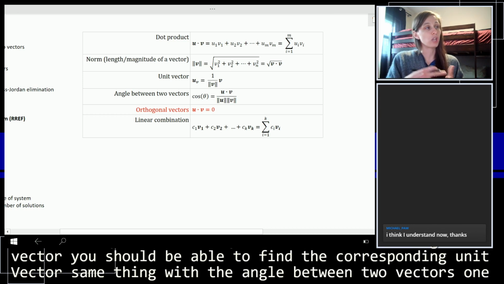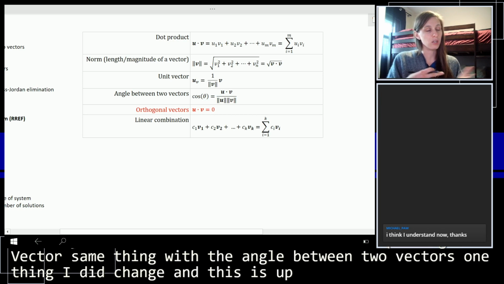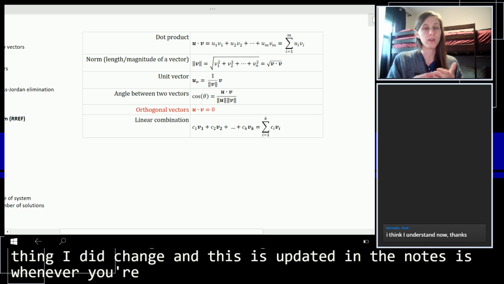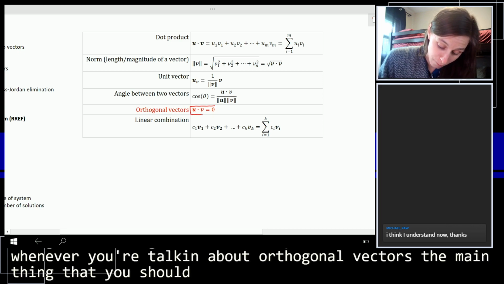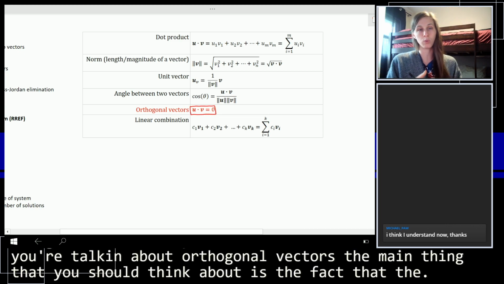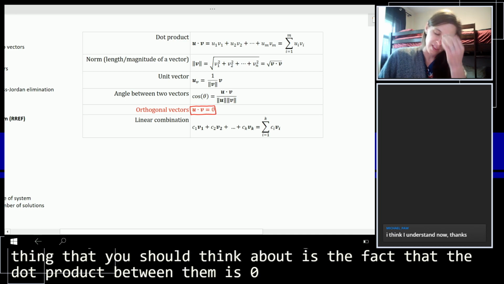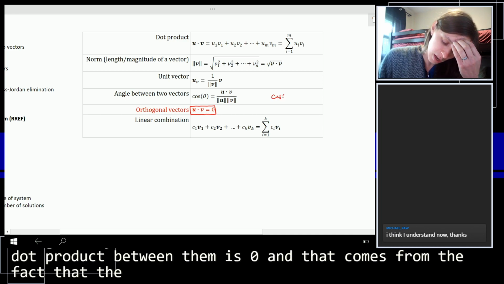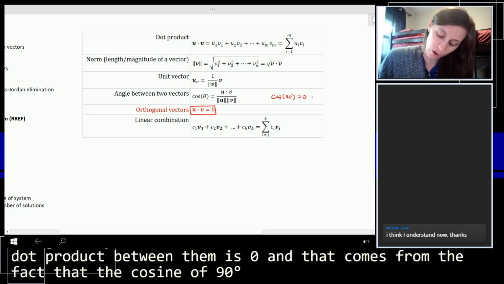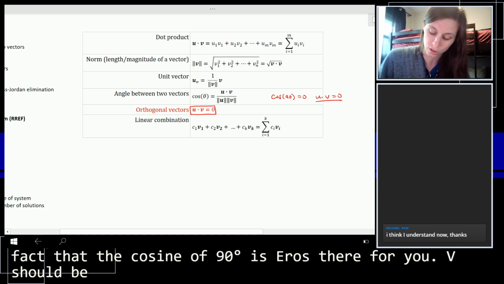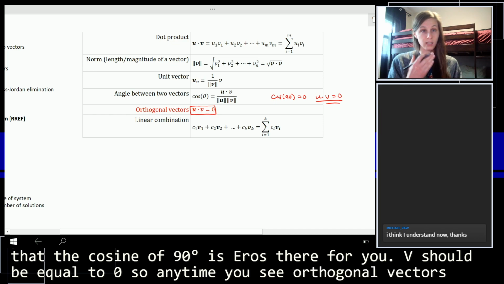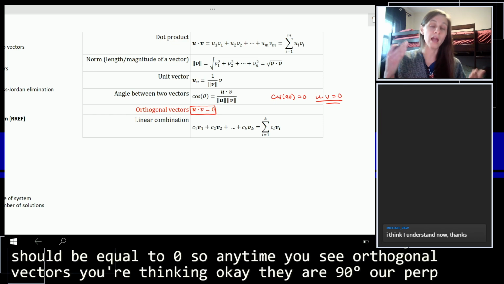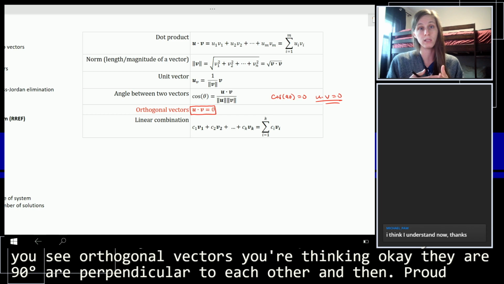One thing I did change, and this is updated in the notes, is whenever you're talking about orthogonal vectors, the main thing that you should think about is the fact that the dot product between them is 0. That comes from the fact that the cosine of 90 degrees is 0, so therefore u dot v should be equal to 0. Anytime you see orthogonal vectors, you're thinking, okay, they are 90 degrees, they're perpendicular to each other, and the dot product between those two is equal to 0.